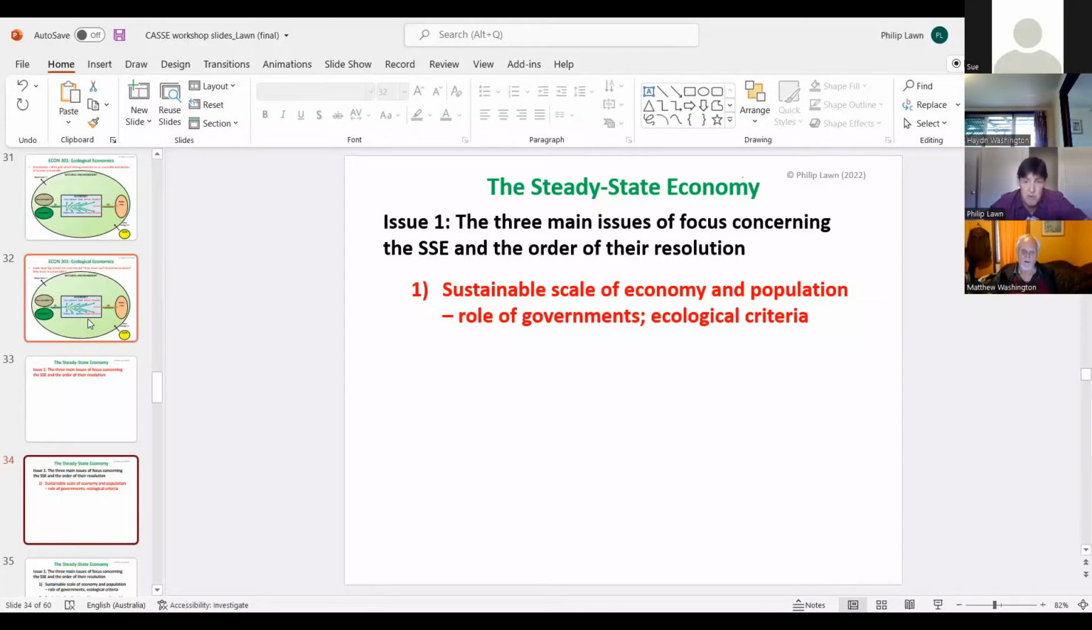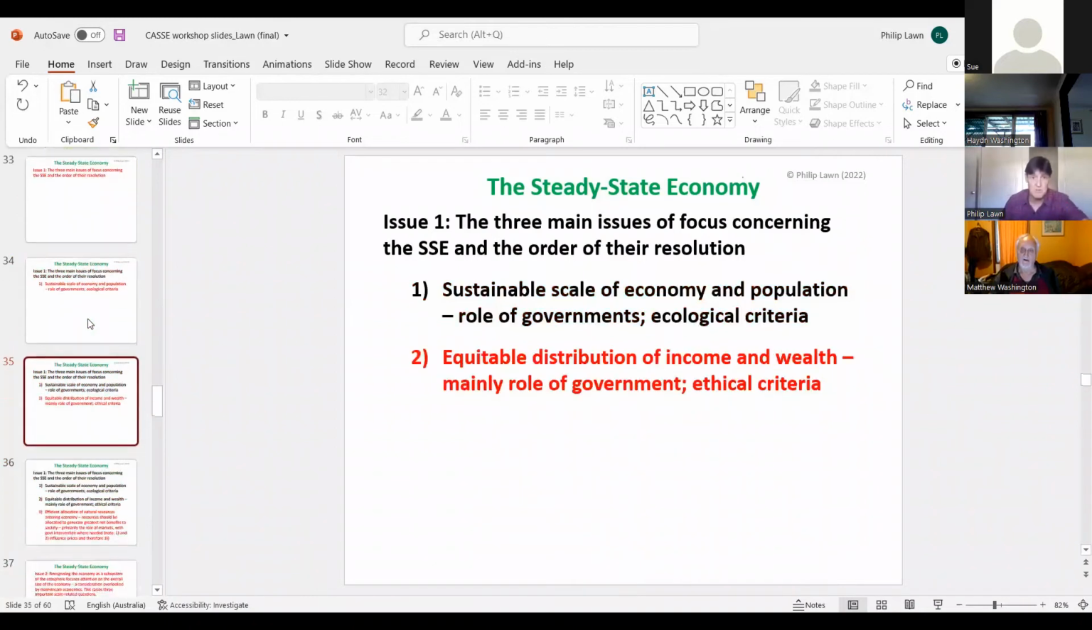It's not seen to be important from a mainstream perspective, largely because, as I said before, the economy is seen to be independent of the natural environment. Now, in terms of ensuring the scale of the economy and the population is sustainable, that's largely a role of governments, not the market or the private sector. And all issues related to sustainable scale of the economy and population should be based on ecological criteria, not economic criteria.